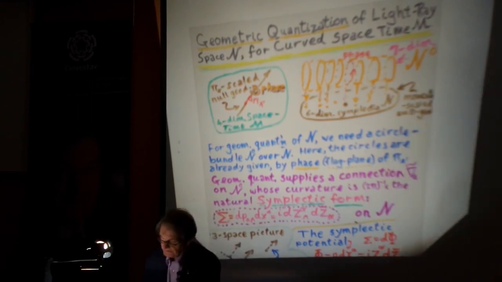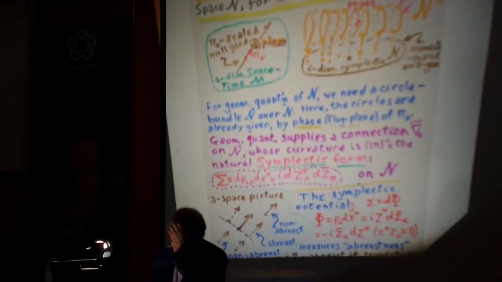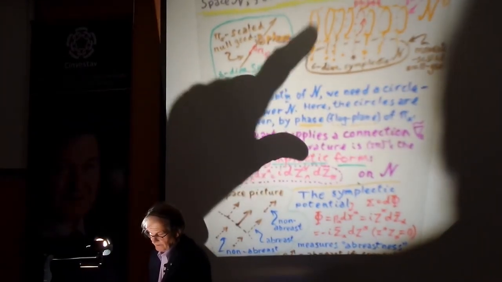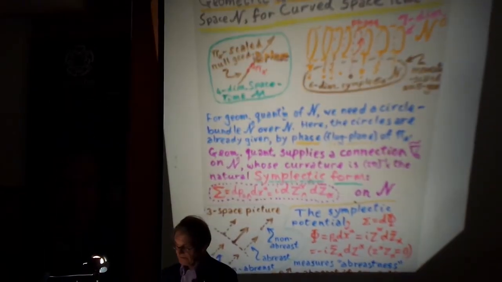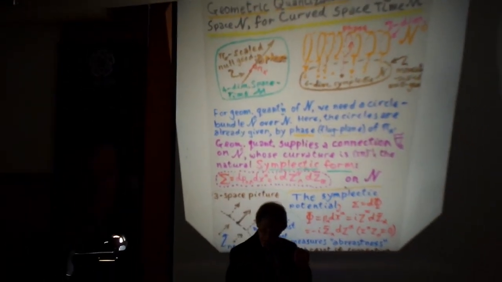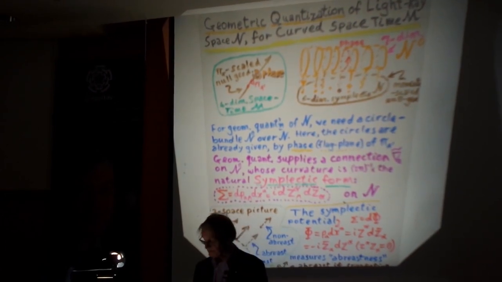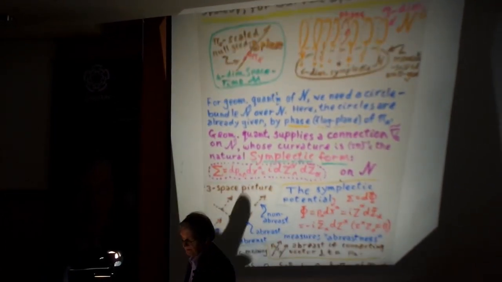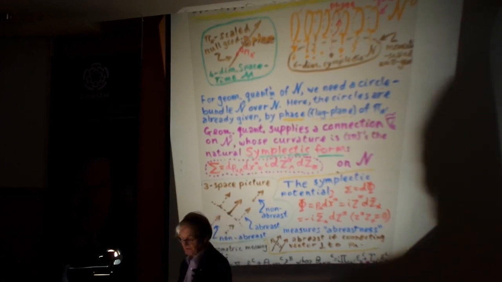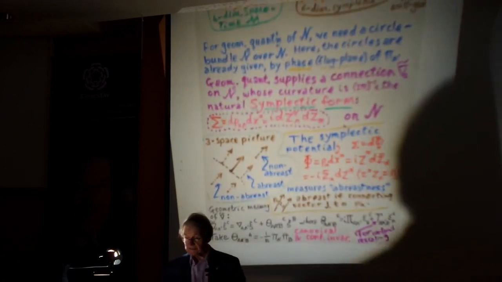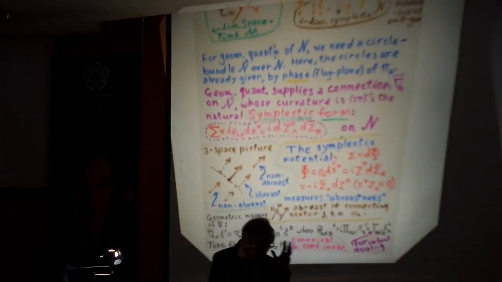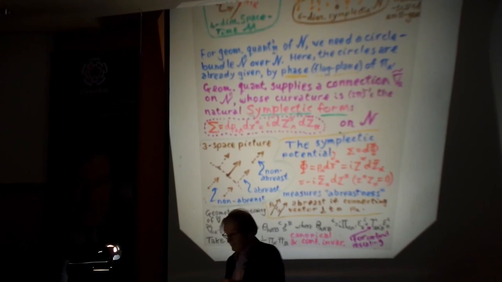And then for the pre-quantization, you construct a connection on this circle bundle, and that connection has to have as its curvature the symplectic two-form. And that's the thing I wrote about here. And lo and behold, you can see that that symplectic connection is geometrically defined, the whole thing. It's there, canonical, in this whole picture.